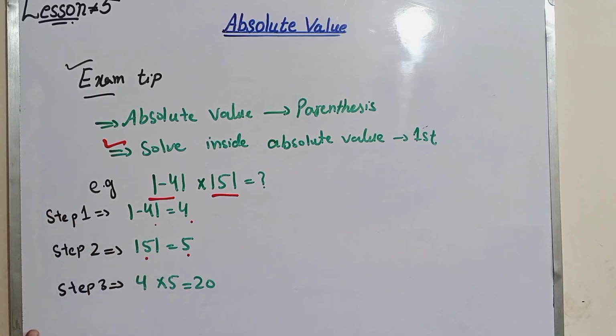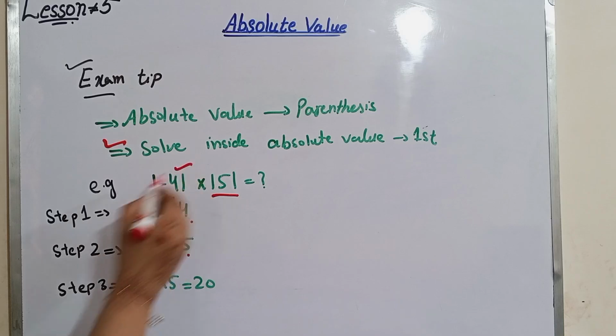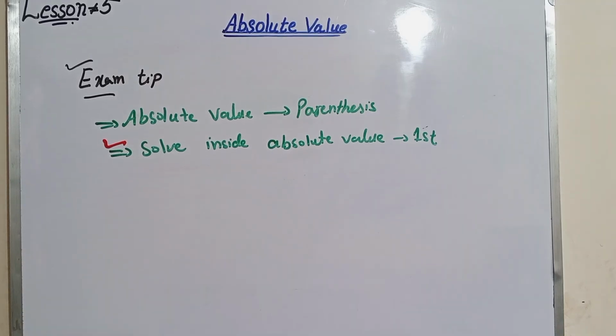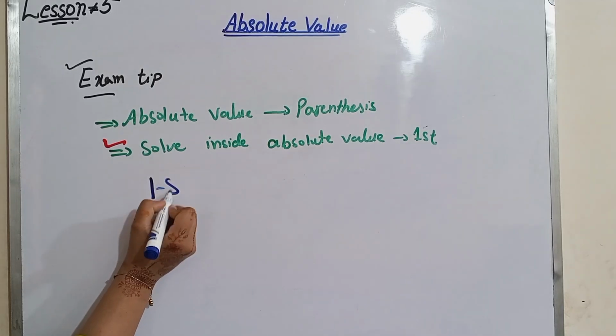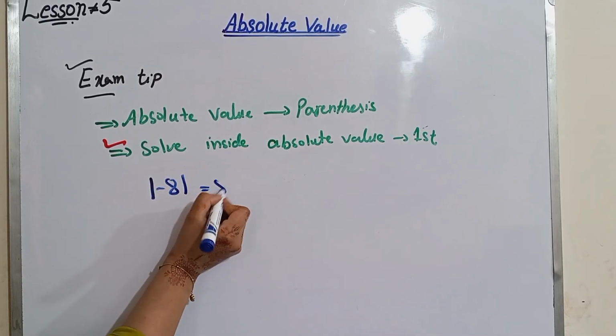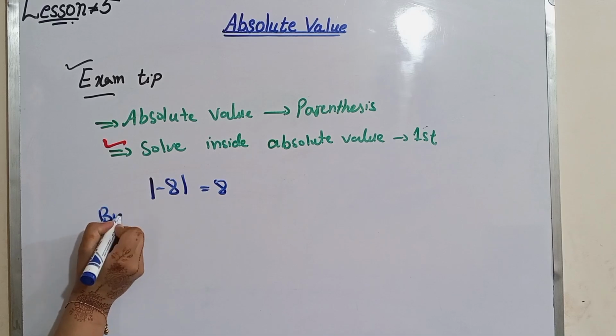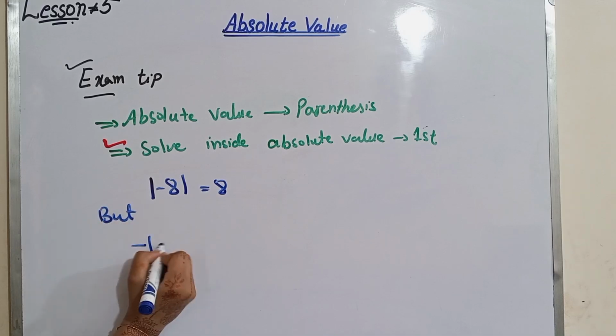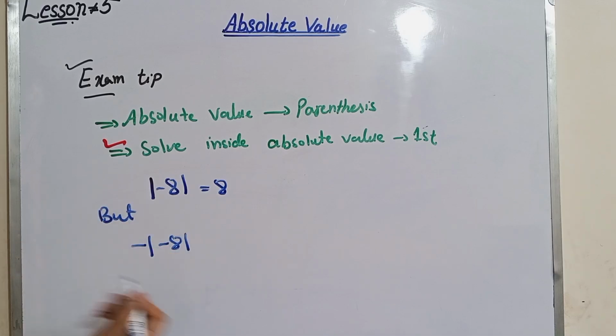Now we will do these 3 steps for your understanding of this example. Now if you see a tricky case, look at this: absolute value of minus 8. It will be 8. But if you see this, minus the absolute value of minus 8, then what will you do? I asked you a question. Then firstly you see this.